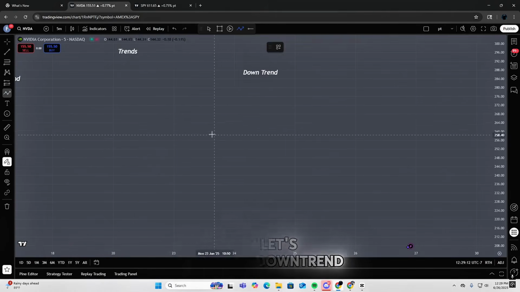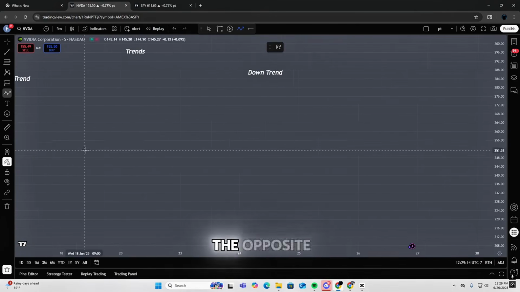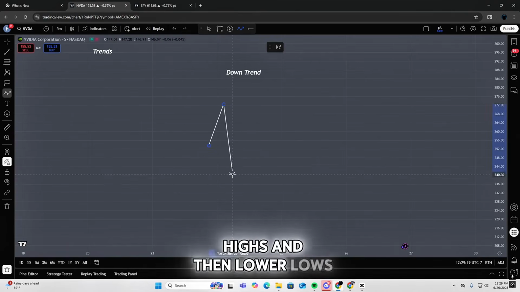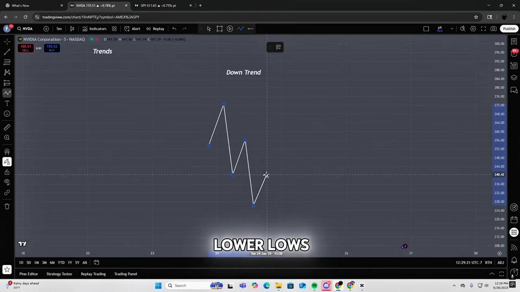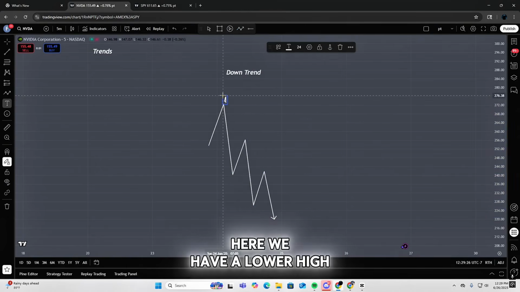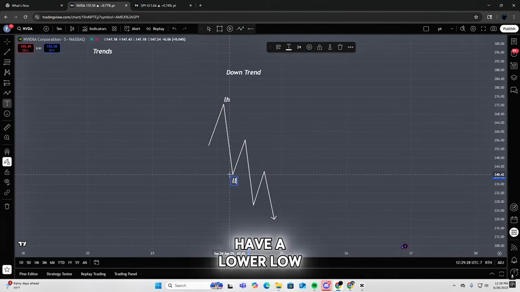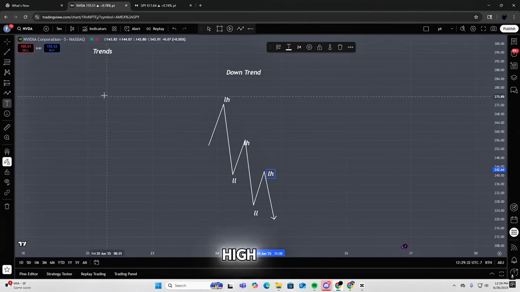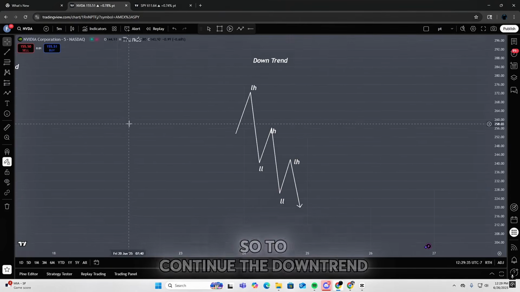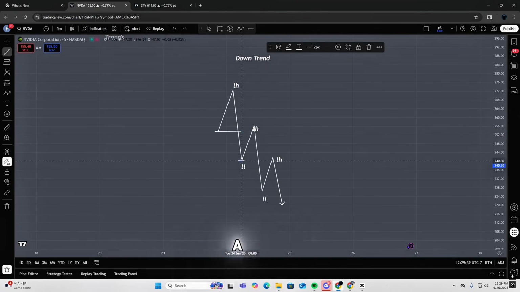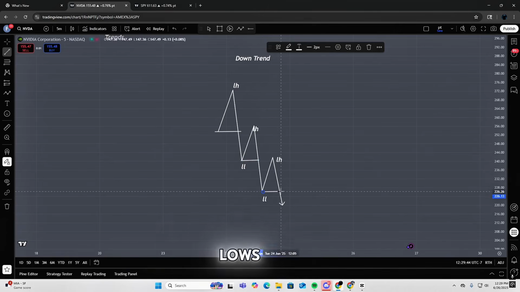Now let's go over a downtrend. Basically, this is just the opposite way. We're creating lower highs and then lower lows, lower highs, lower lows. Right here we have a lower high, and then right here a lower low, then a lower high, a lower low, and then a lower high. To continue the downtrend, you want to keep breaking these lower lows. These are called break of structure, which is you breaking the structure of the lower lows.